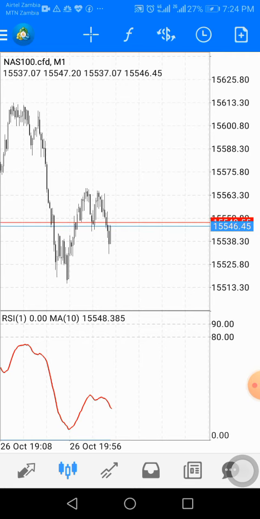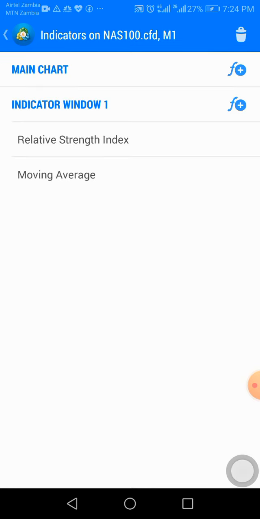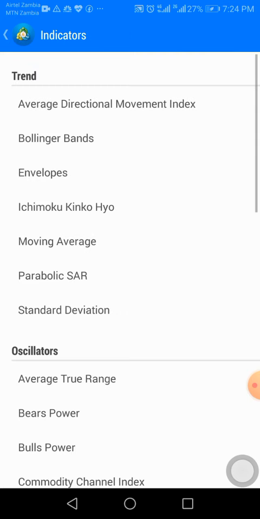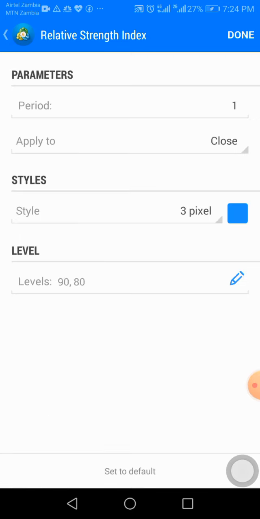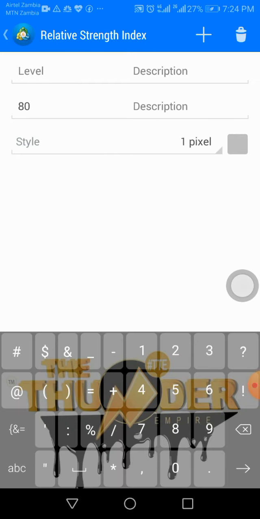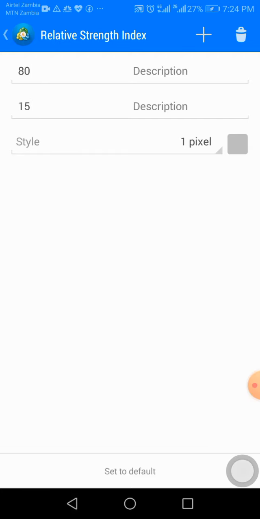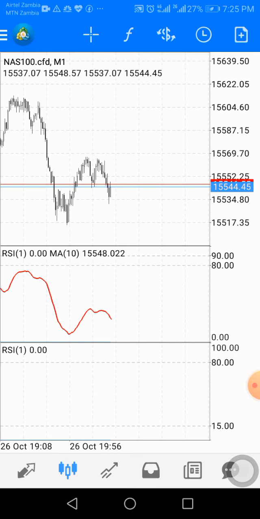Apart from that, we're going to add another indicator, another RSI just below the chart. So we go to main chart, and then we add our relative strength index again, like that. So this time around, the levels should change. The levels at the top should be 80, then below should be 15. Okay, like that. So with the next RSI, period is 1, applied to close. The pixel is 3, and the levels are 80 and 15 this time around. Then you press done. There it is below.